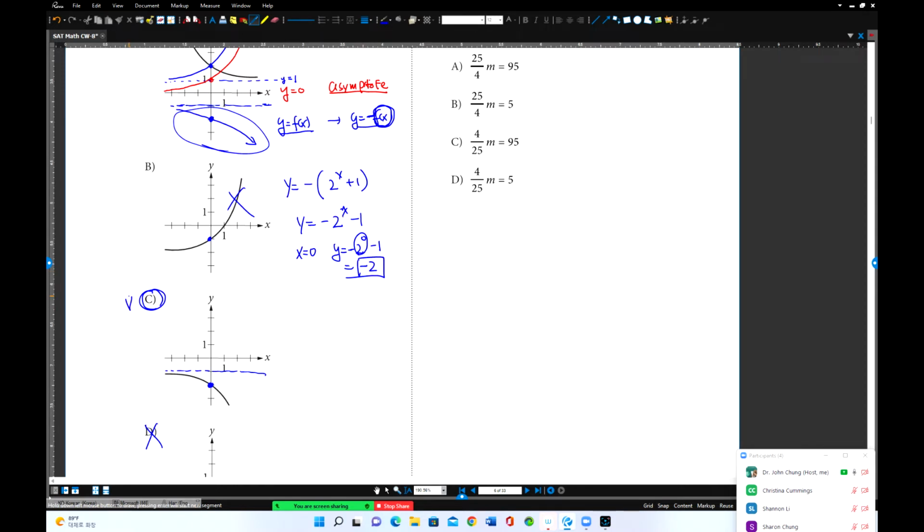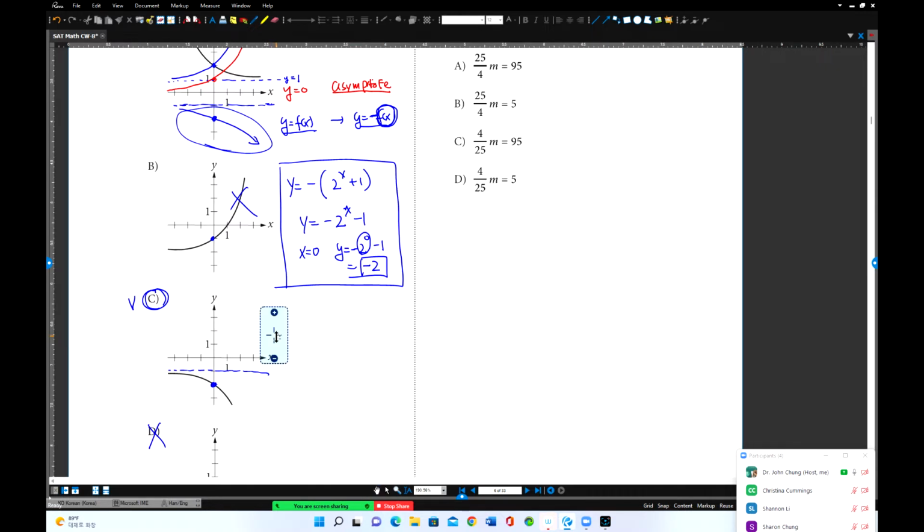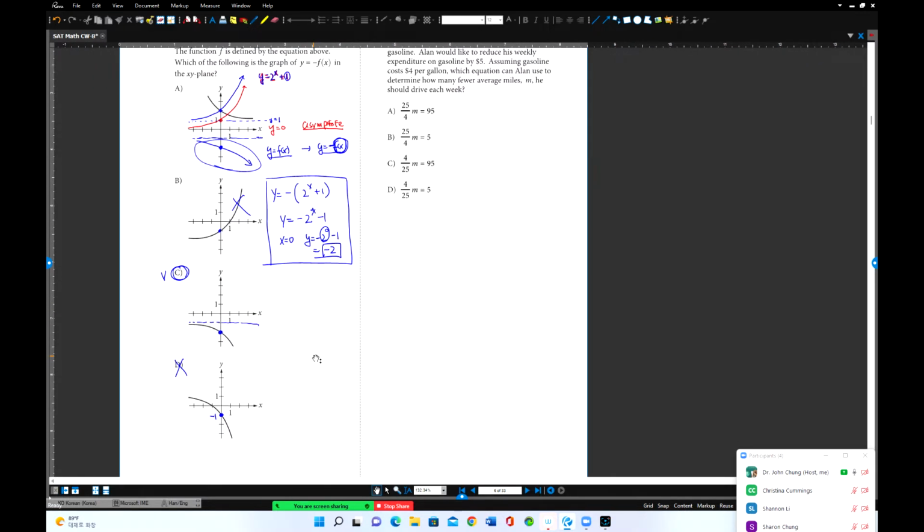Okay, so this is a good method too, because when you take the graphs over here, they all have a different y-intercept. That's right, they are all different y-intercepts. This is -2, this is -1, this one is also -1, and this one is +2. Okay, so which one has y-intercept at y equals -2? Only choice C. Okay.